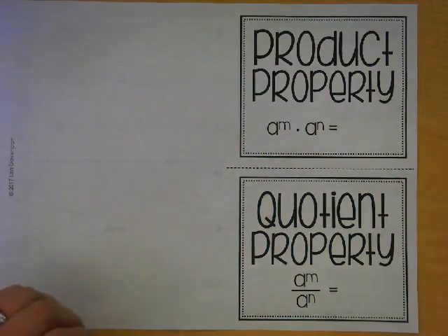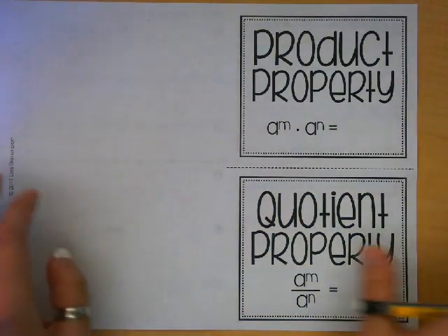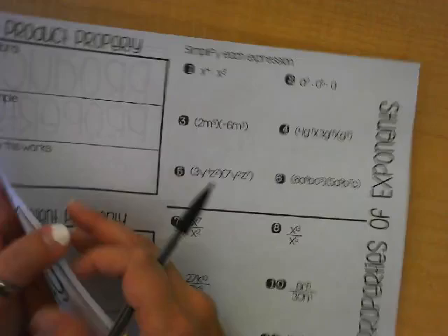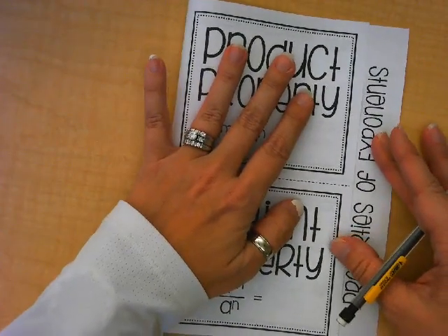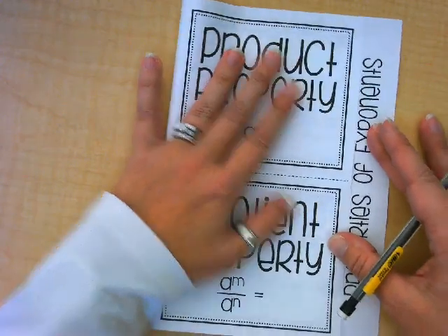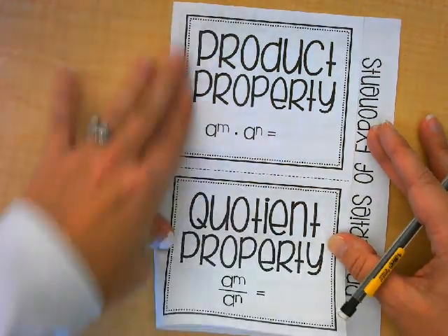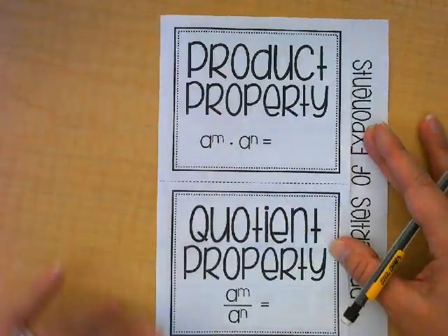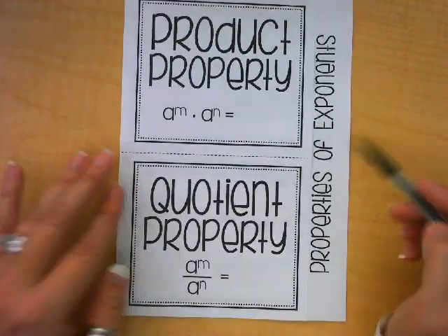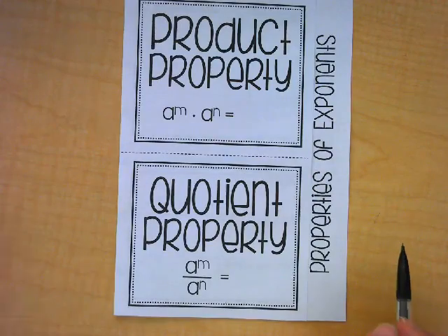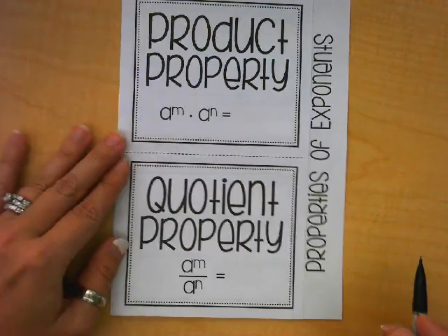Today is going to be working with exponent rules. So on this foldable, you're not going to fold it completely in half. We're only going to fold it so we can see the title here. There are 6 different properties of exponents. Today we're going to talk about the product property and the quotient property. We're going to learn some rules and we're going to learn to apply them.